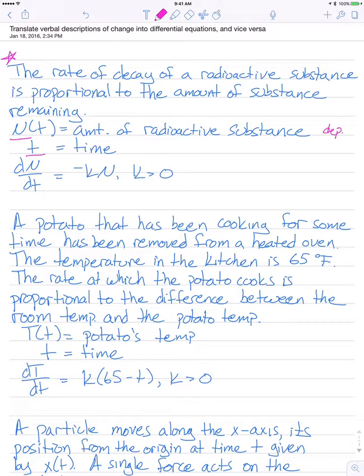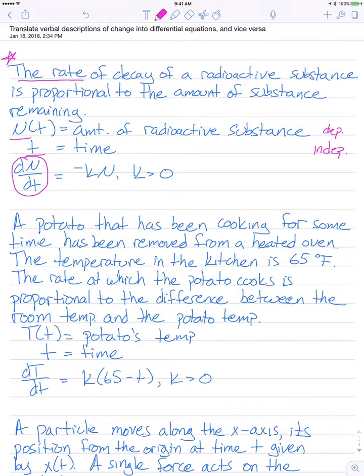And so now we've got to write down the rule, the differential equation rule that describes the situation. Since we see the phrase the rate, let's just start by writing down an expression for the rate. If we write down dN/dt, the mathematical meaning of that is the rate of change of the amount of radioactive substance. And then we write equals, and then we have to use the information we're given to fill in the right-hand side of this equation.